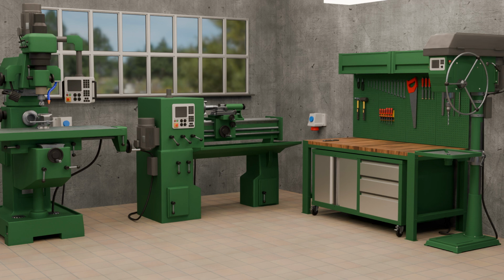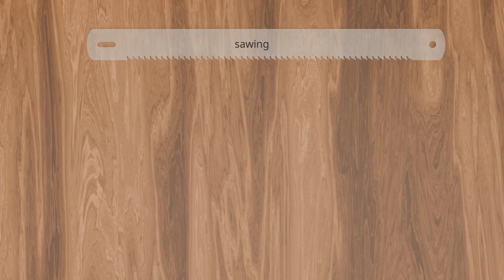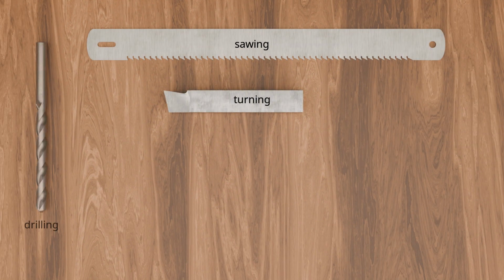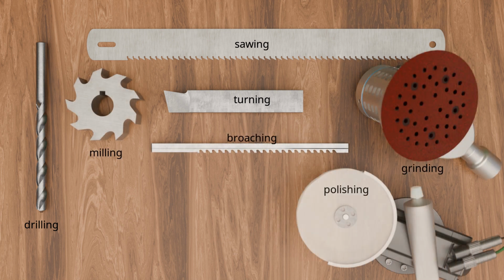In this video, we take a closer look at the fundamentals of machining, a method frequently used in manufacturing. The desired shape of the component is produced by removing material. Depending on the required geometry and surface quality, various tools are available for these machining processes. Examples include sawing, turning, drilling, milling, and broaching, as well as grinding, polishing, and honing.